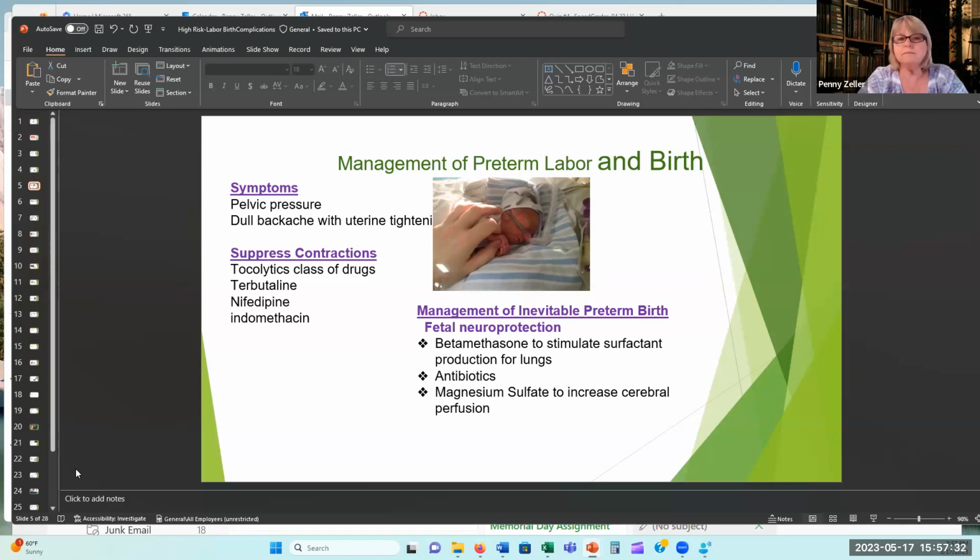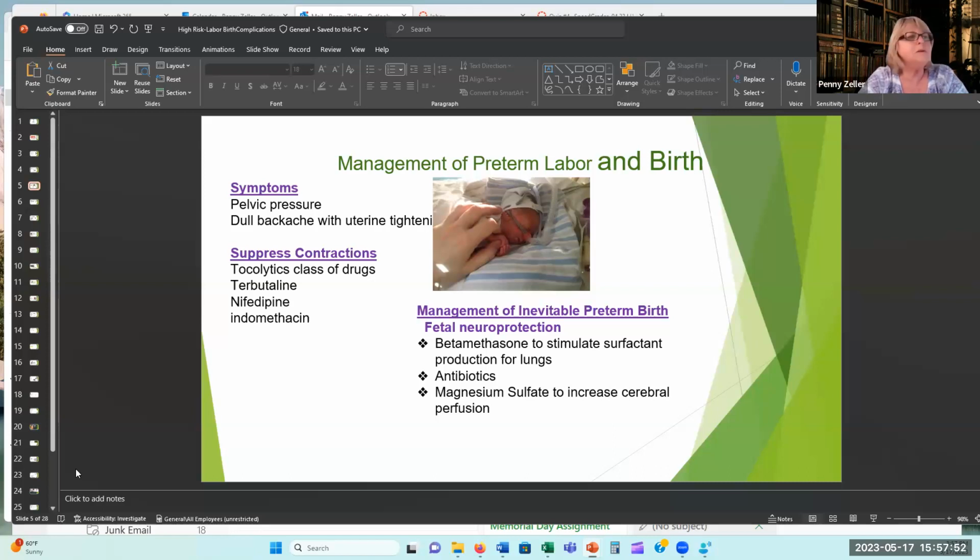Antibiotics for sure, because we usually know that most preterm labors, it's an infection going on, so we do need to start an antibiotic. We will also do a urine culture, a vaginal culture, just to see if we can identify any microorganism.